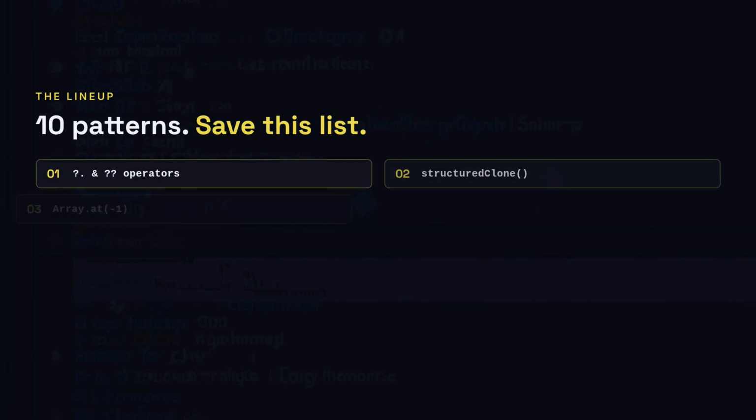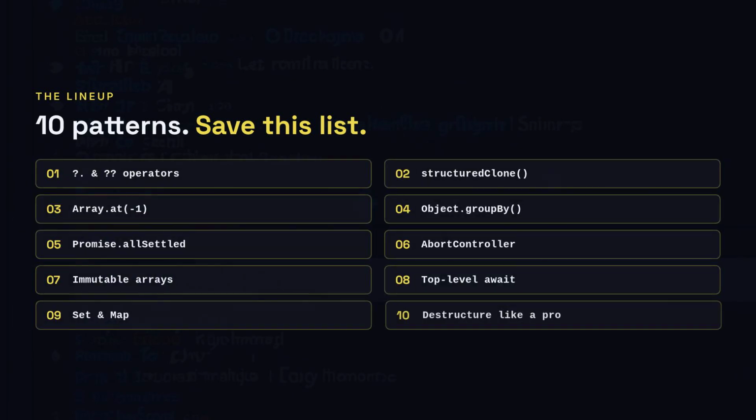These aren't theory. These are the patterns I write every single day at work. The ones that turn a wall of defensive code into a clean one-liner. 10 patterns. Modern JavaScript. The way seniors actually ship it.